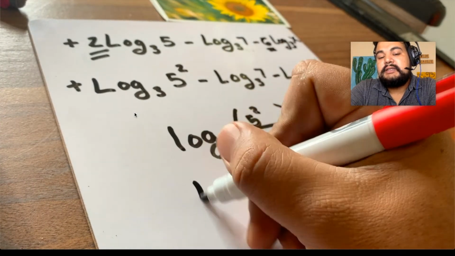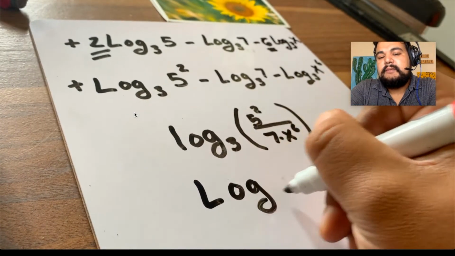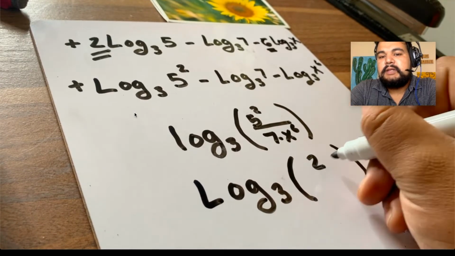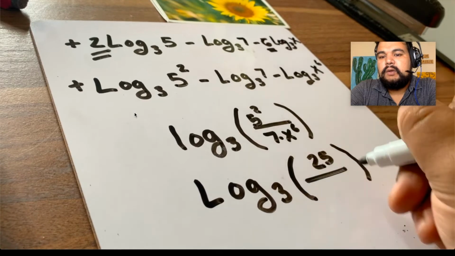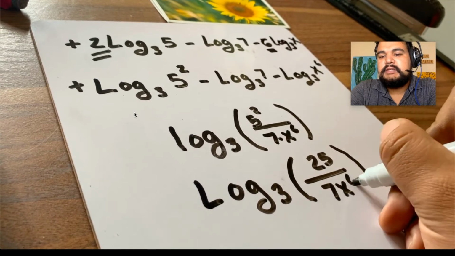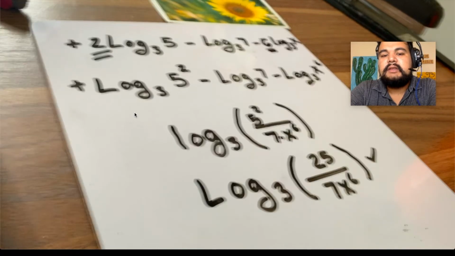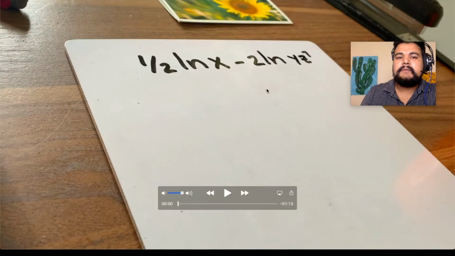And in this case, again, we do need to simplify. I do like my 5 squares for some reason. So you end up with 25 over 7x to the 6. And that is the exact answer of a condensed log.